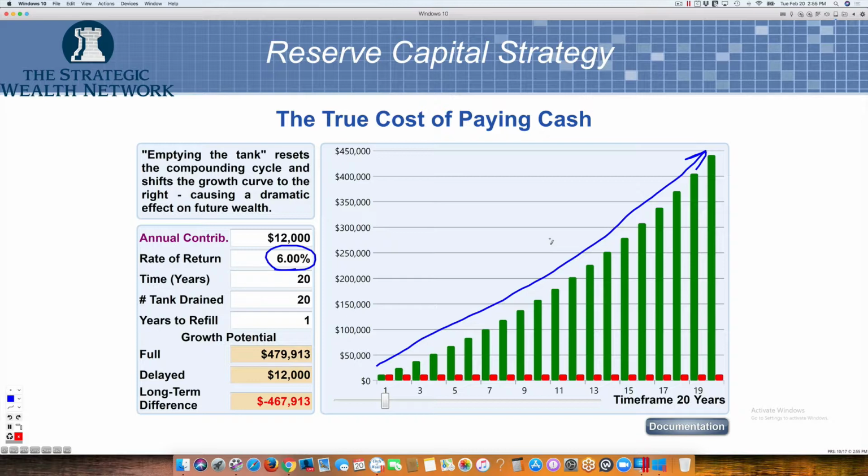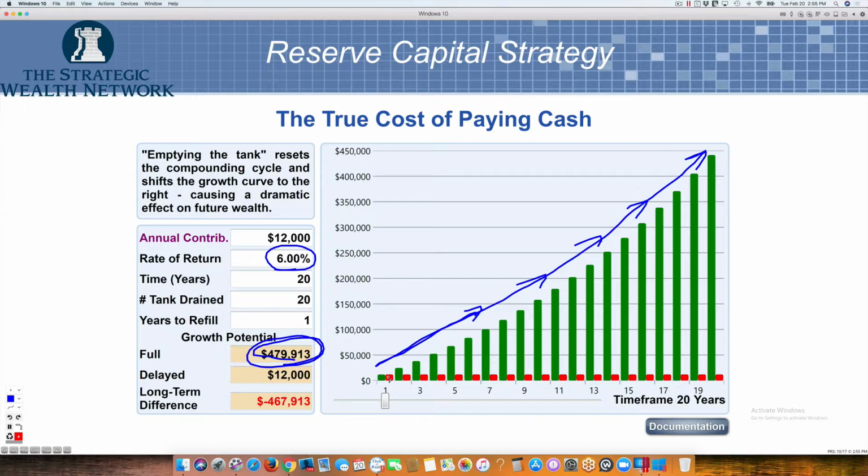And so the green chart is what it would look like if you were to capture and control that $12,000 a year into the vault, and what it would look like if it grew into perpetuity at 6%. After about 20 years, that will have grown to almost $480,000.